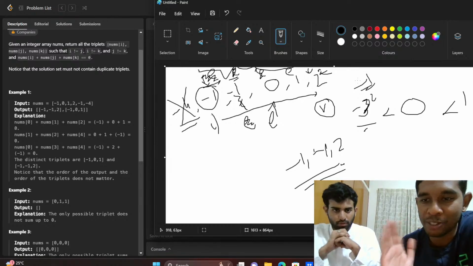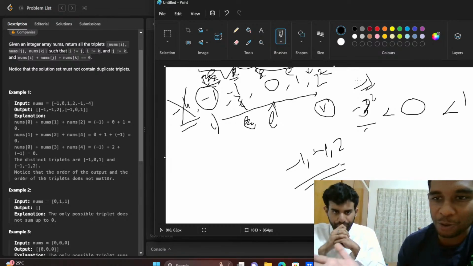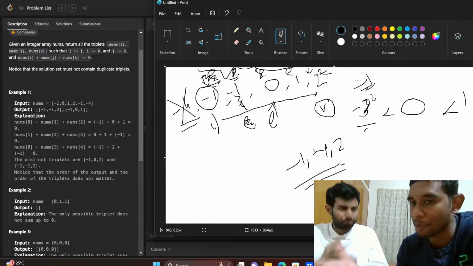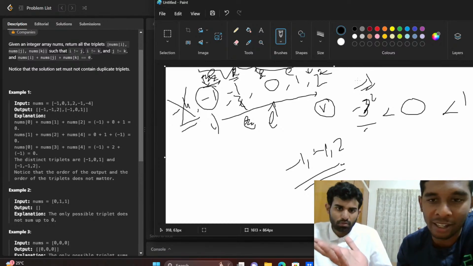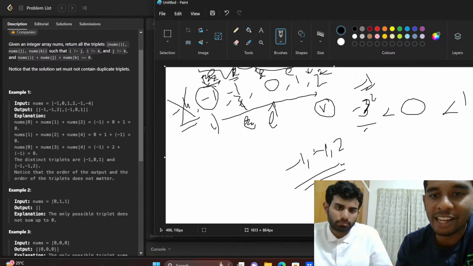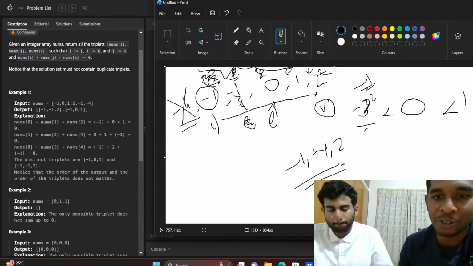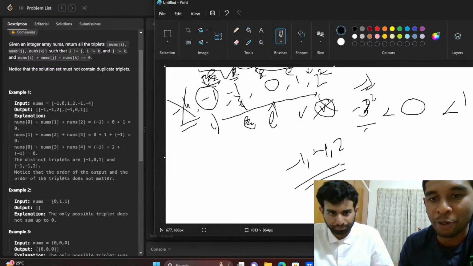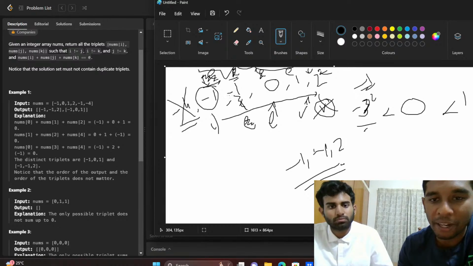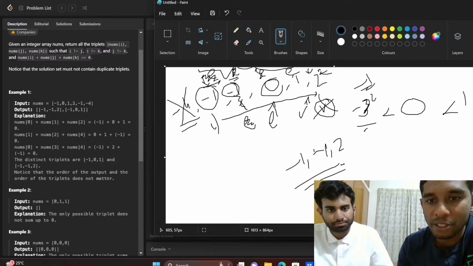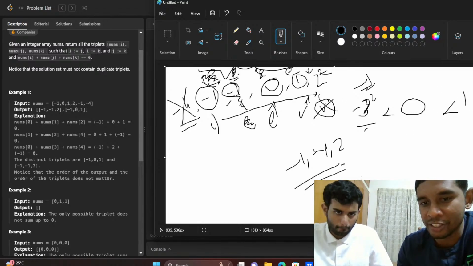So now the sum, minus 1 plus 0 plus 2, is actually 1, right? And now what was the intuition? If I had a sum greater than 0, should I increment my left pointer or decrement my right pointer? It's quite intuitive, right? I just have to decrement my right pointer. So now I decrement my right pointer. Now if I add minus 1 plus 0 plus 1, I get another 0. So this gives me another potential answer.